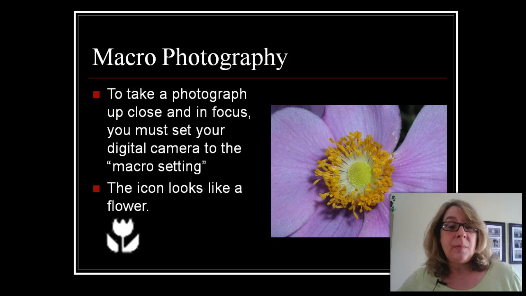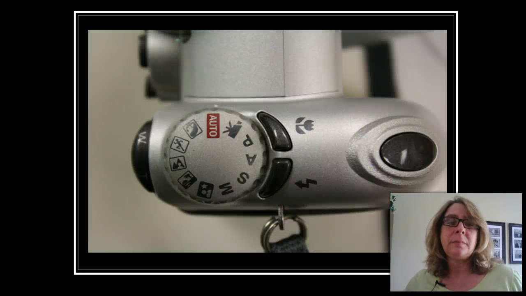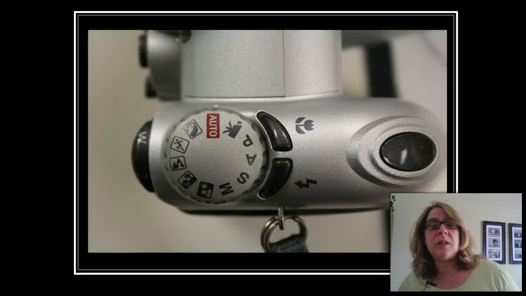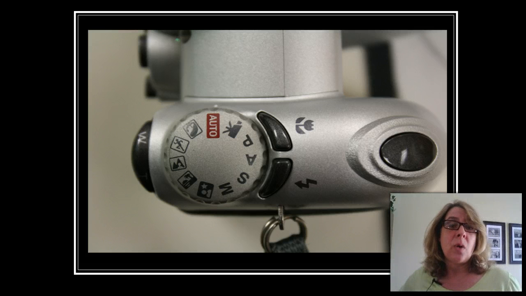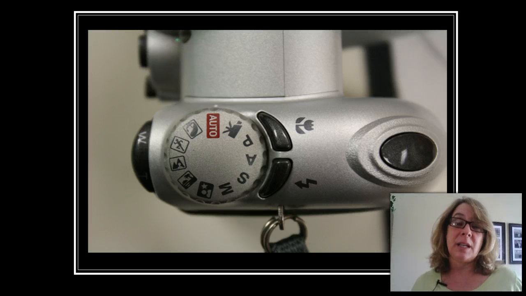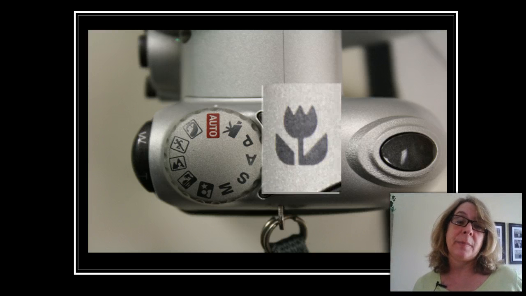With macro photography, you can take pictures of plants and flowers. That's very popular, and maybe that's why they use the icon of a tulip for the macro setting on your camera. As you can see on this camera, the macro setting is a tulip. When you turn that on, it will allow you to get very close and keep your object in focus when you take the picture.